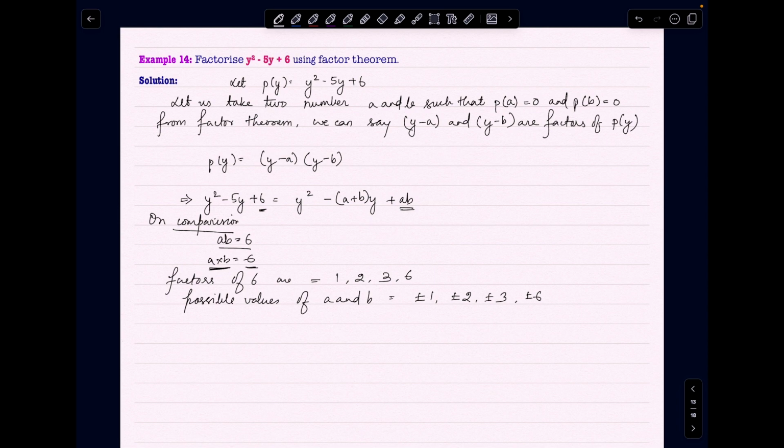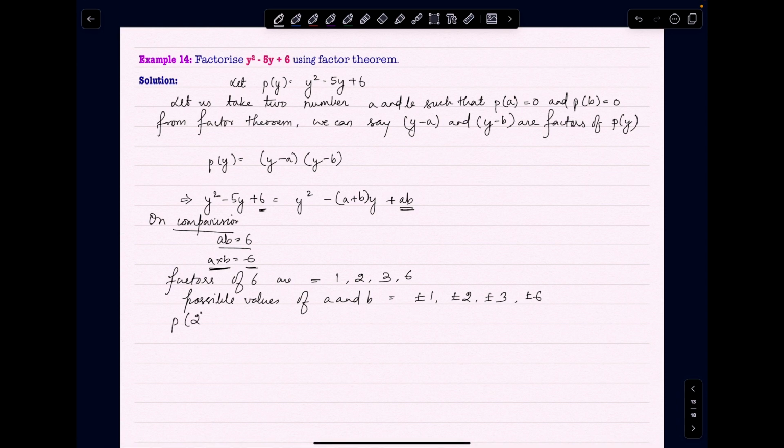Got my point? So the possible values of A and B are what? Possible values of A and B are plus minus 1, plus minus 2, plus minus 3 and plus minus 6. From here 8 numbers are there, but easily you can guess 6 will never be a factor. See, A and B, from here we have to find the two values.